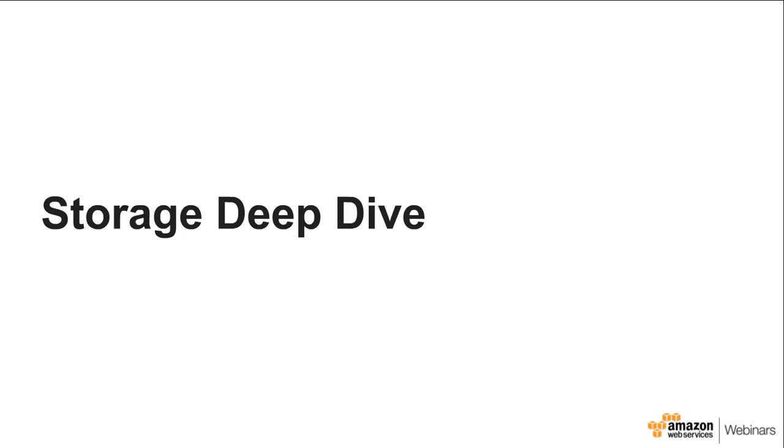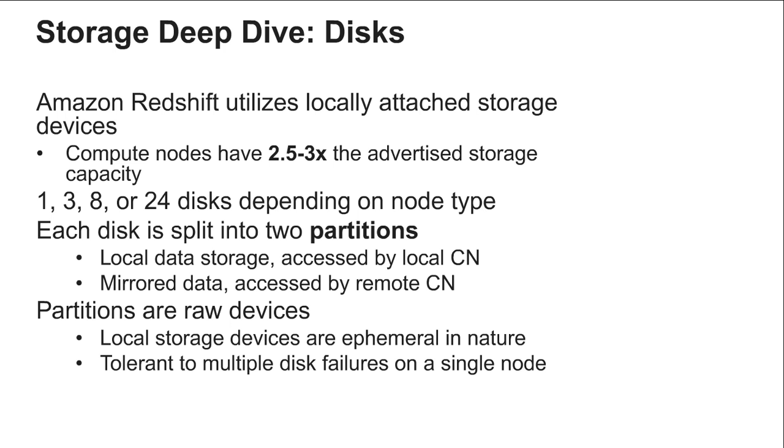So we're going to get into the storage system in Redshift. One thing that I don't think we really advertise, mainly because we try and keep Redshift really simple to use, but if you're migrating from maybe some on-prem data warehouse, just think of it like this: we actually have 2.5 to 3 times more storage on the nodes than we advertise. One of the reasons is that we mirror the data in Redshift. So we always keep 2 copies of your data.